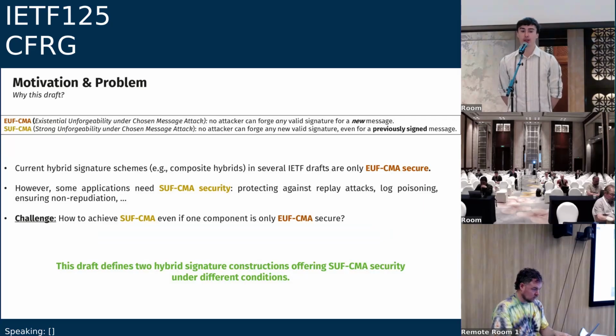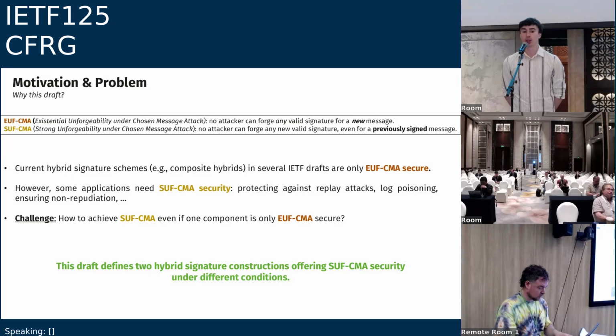I will start by recalling the motivation and the problem we try to solve. The usual security model for signature schemes is existential unforgeability, or EUF-CMA, but SUF-CMA, strong unforgeability, is stronger because an adversary who has seen a valid signature cannot produce a different valid one for the same message. Several IETF drafts currently rely on hybrid signature schemes which only achieve EUF-CMA security.